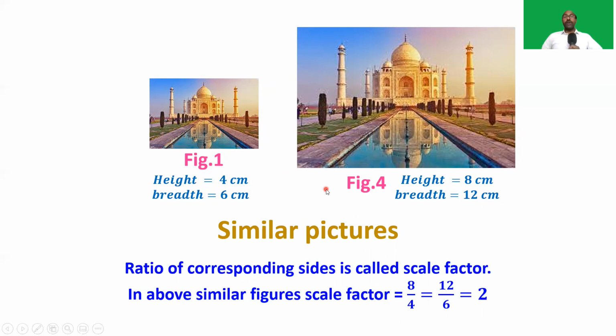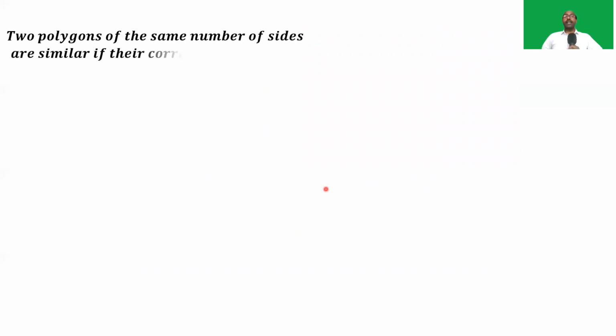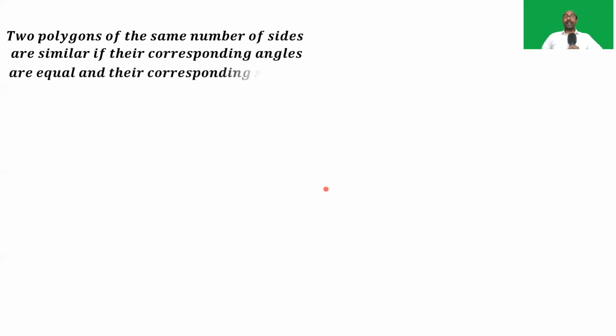But in geometry, what is the similarity of figures? Two polygons of the same number of sides are similar if their corresponding angles are equal and their corresponding sides are in the same ratio or in proportion. Two polygons of the same number of sides are similar if the corresponding angles are equal and the ratio of corresponding sides is the same.